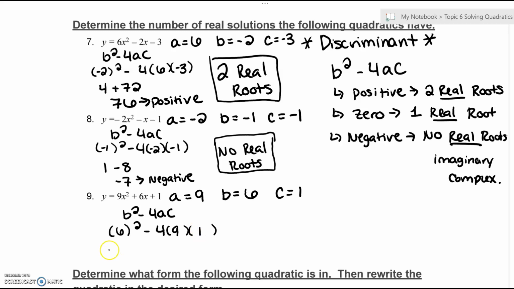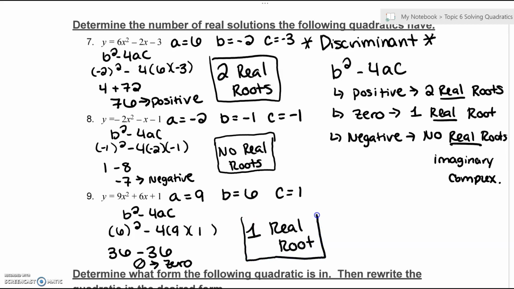So 6 squared is 36. Negative 4 times 9 is negative 36, times 1 is still negative 36. And 36 minus 36 is 0. And so that falls into one category. It is 0, and that means there is 1 real root. And that is it. It's all it takes to do the discriminant.